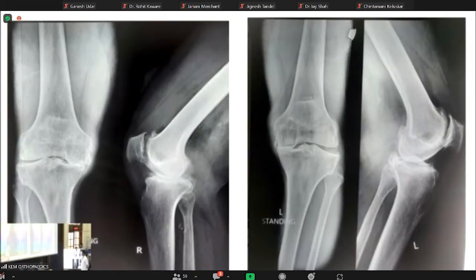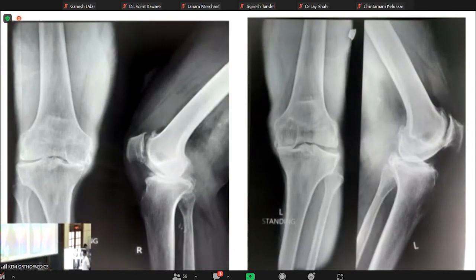Will viscosupplementation help in this patient? What is the grade of this? Kellgren-Lawrence grade 4. So a benefit from viscosupplementation is less likely. How do they act? Viscosupplementation can act through various routes. It is also a chondroprotective agent. It also has some anti-inflammatory properties. And it decreases the matrix metalloproteinase.